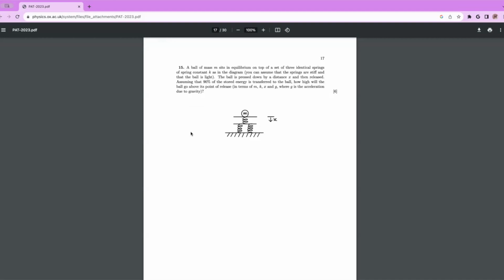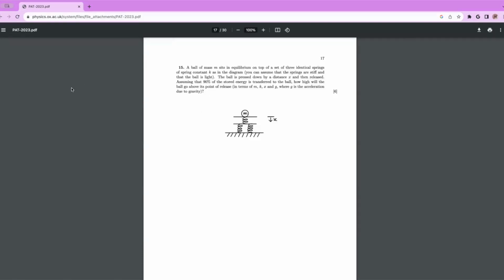Okie dokie. A ball of mass m sits in equilibrium on top of a set of 3 identical springs of spring constant k, as in the diagram. You can assume that the springs are stiff and the ball is light. The ball is pressed down by a distance x and then released. Assuming that 90% of the stored energy is transferred to the ball, how high will the ball go above its point of release?